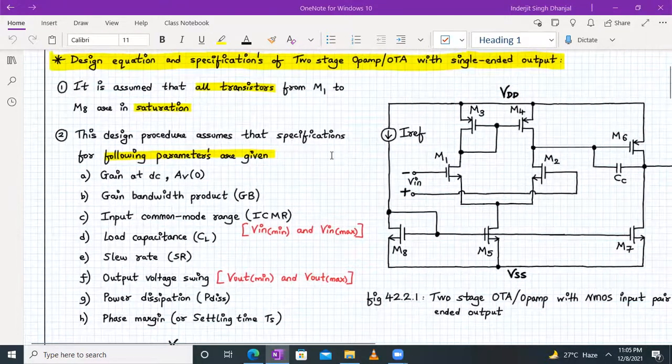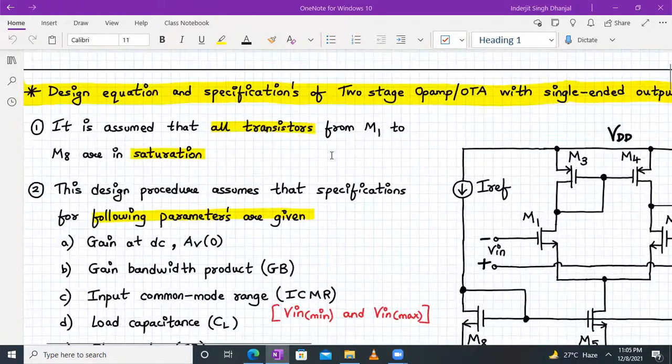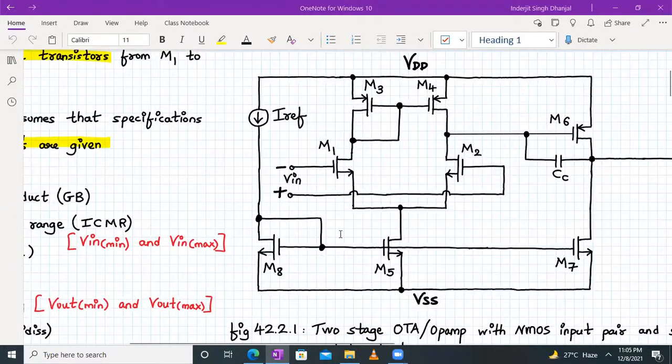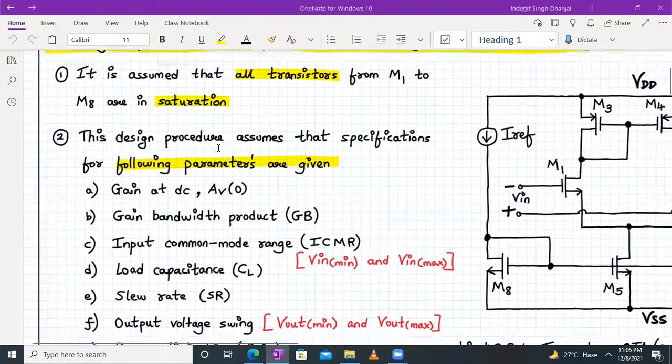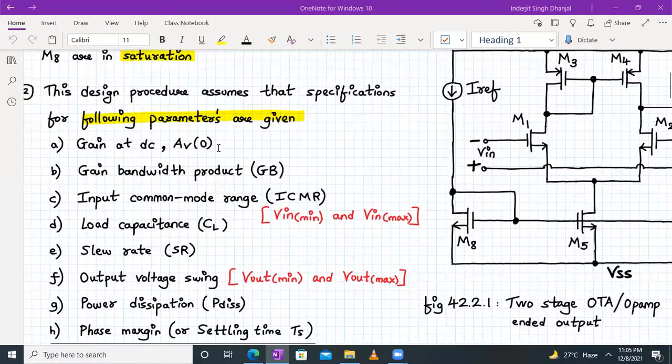Now let's discuss its design equations and specifications. So first of all, we'll assume that all the transistors from M1 to M8 are in saturation. So there are a total of 8 transistors, and we assume that all of them are in saturation. Then the design procedure will assume the specifications for the following parameters.